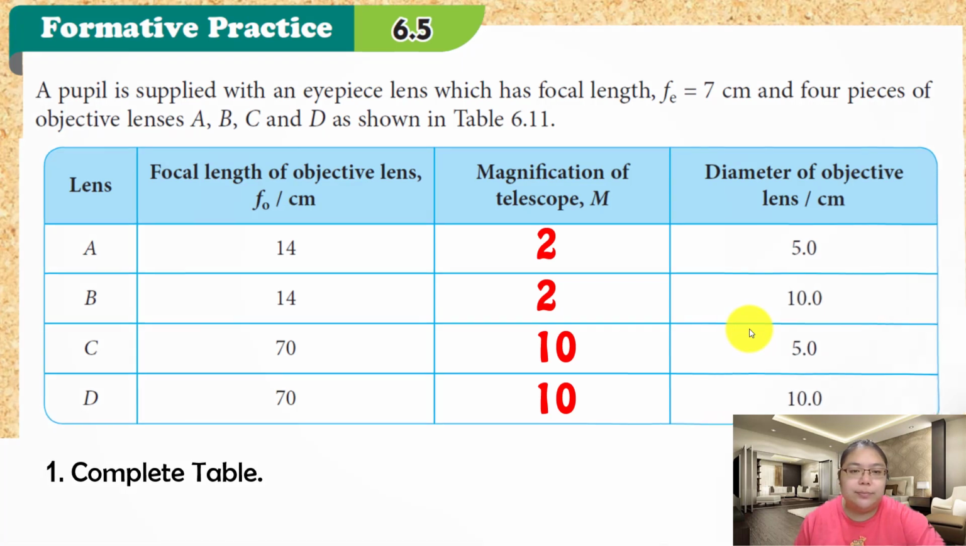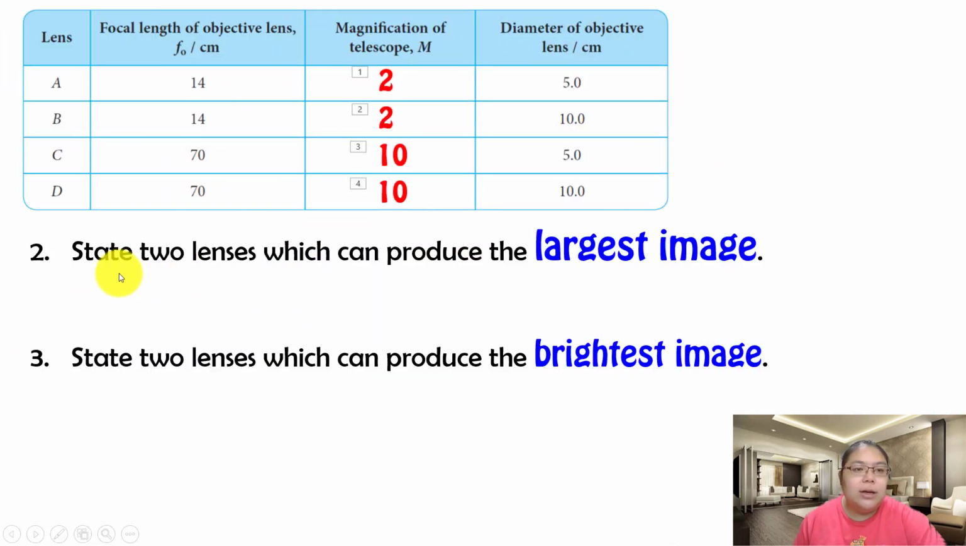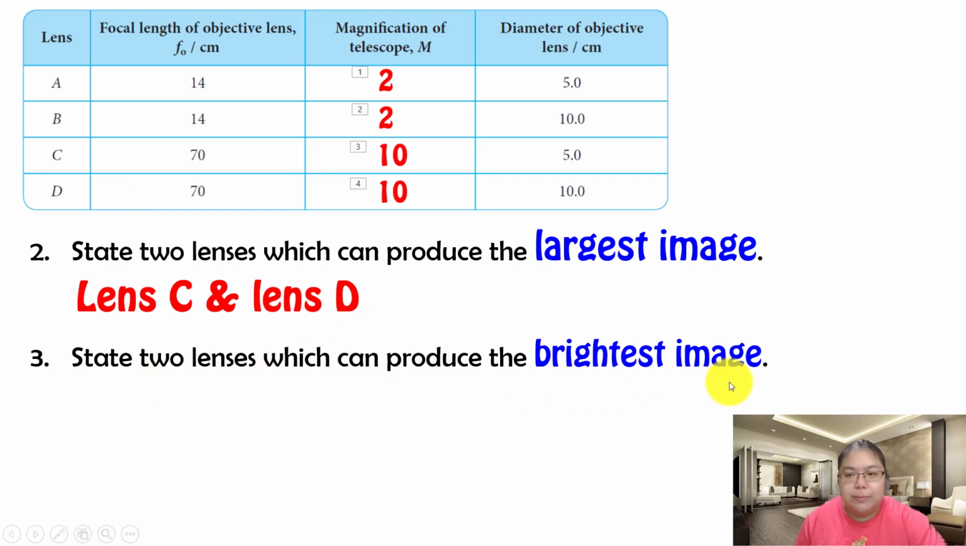Next question. You need to state the two lenses which can produce the largest image. For the largest image, we just see the magnification, so it should be C and also D. So lens C and lens D. Okay, state the two lenses that can produce the brightest image. For the brightest image, the diameter should be larger. Then it is B and also D.